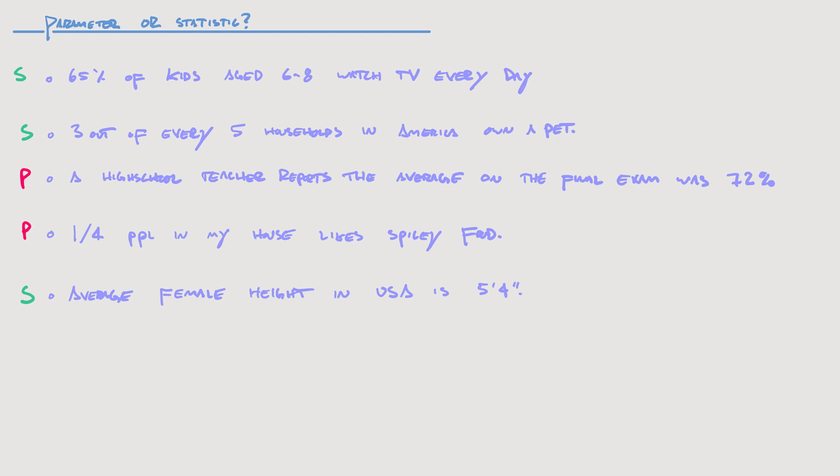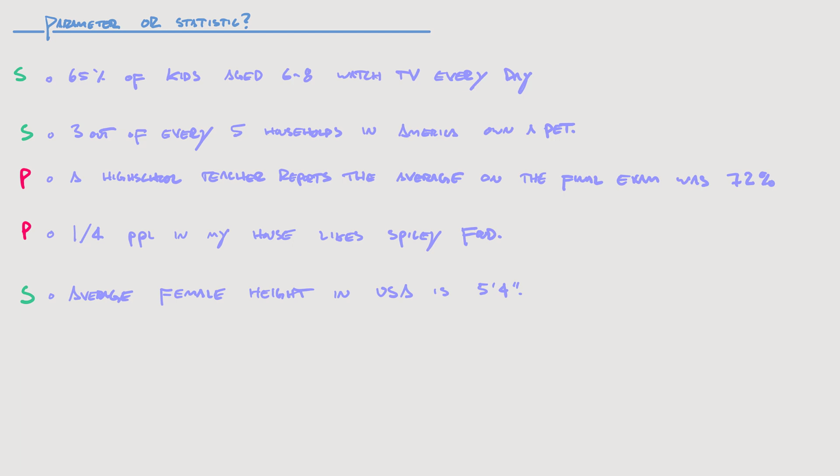The third and fourth ones I said were parameters, right? The third one says a high school teacher reports the average on the final exam being 72%. Well, the high school teacher should know what the actual average is. All of her students were able to take the exam, and so that was something that was calculated based on her whole class being the population in that case, so that one's for sure a parameter.